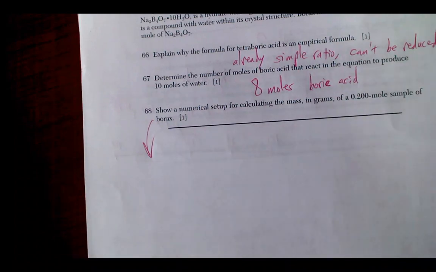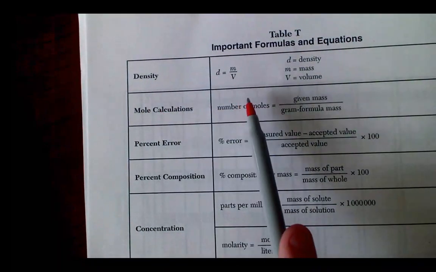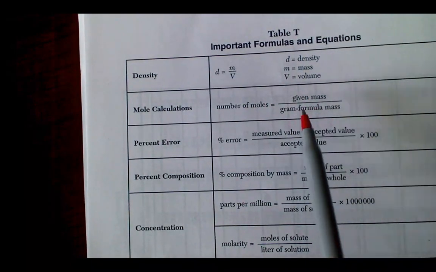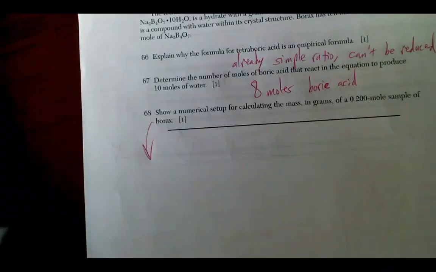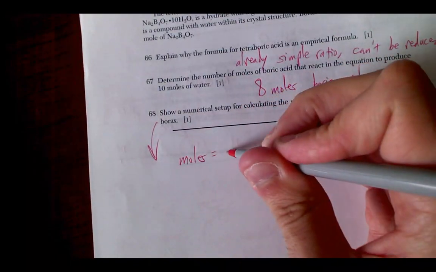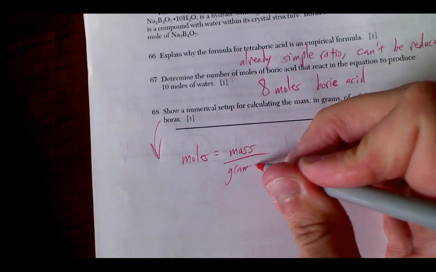That's the mole calculation. So we go to the back page. If you remember anything about moles, you're going to go to this formula. Moles equals the given mass, how much you have of something, divided by the gram formula mass, how much 1 mole of that whole thing actually weighs. So moles equals mass in grams over gram formula mass.